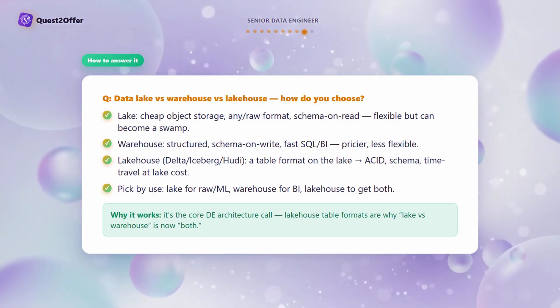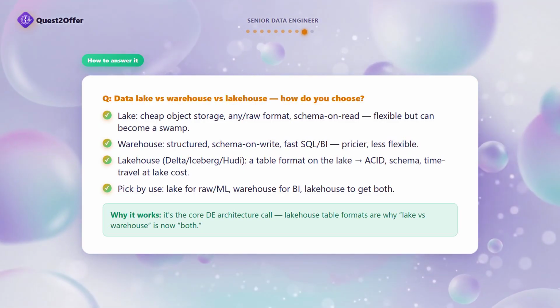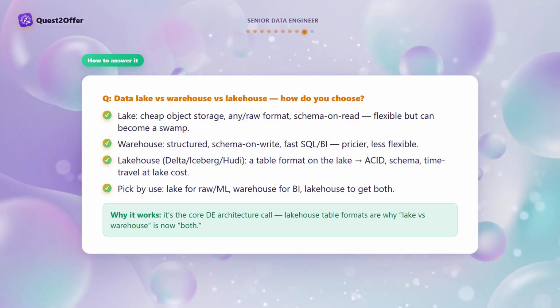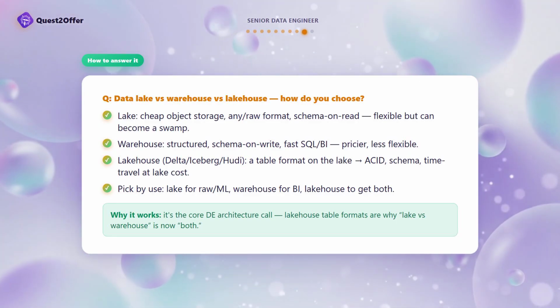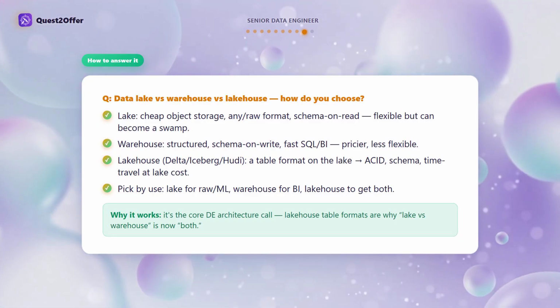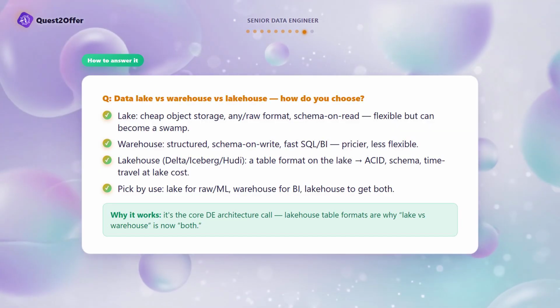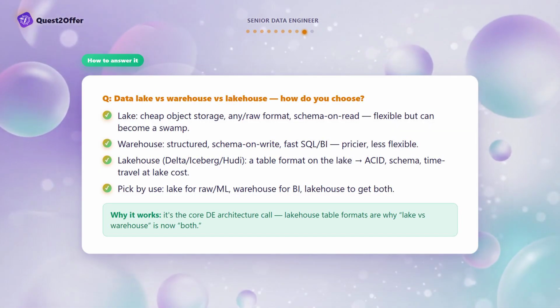A lakehouse puts a table format like Delta or Iceberg on the lake, giving you ACID, schema and time travel at lake cost. Choose by use, lake for raw and ML, warehouse for BI, lakehouse to get both.